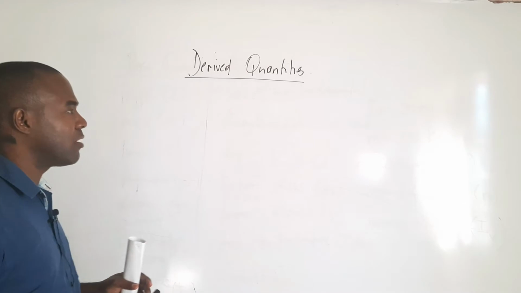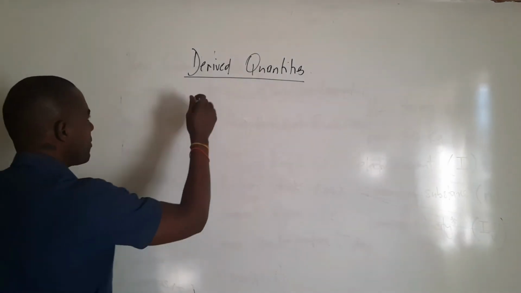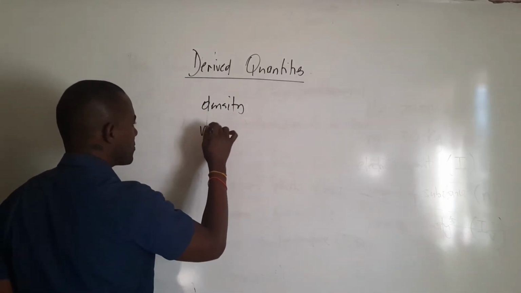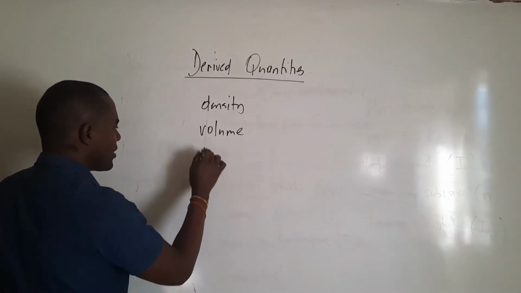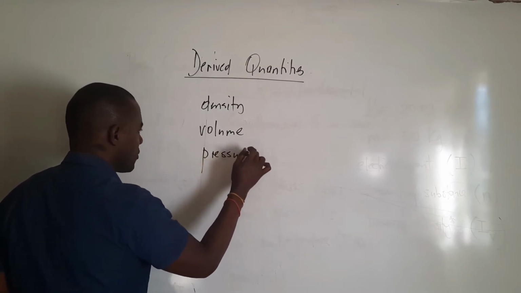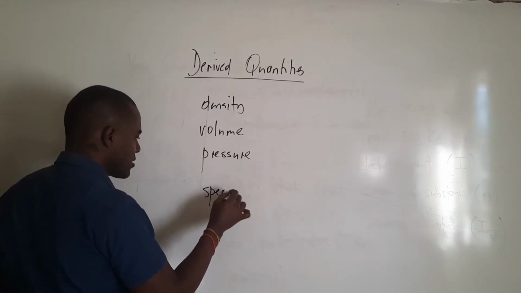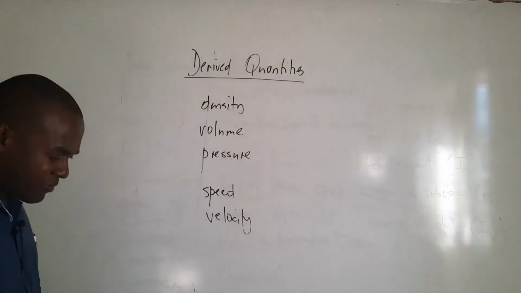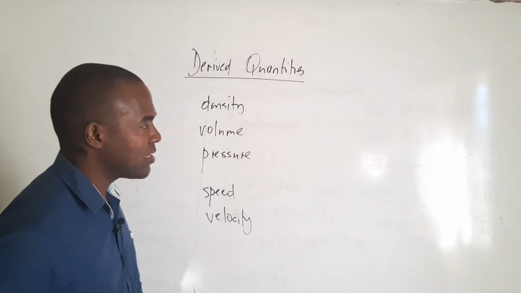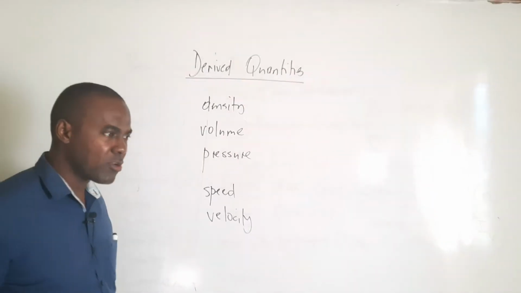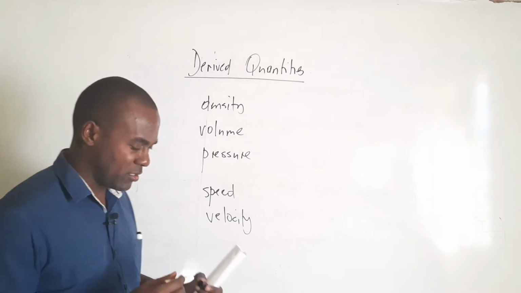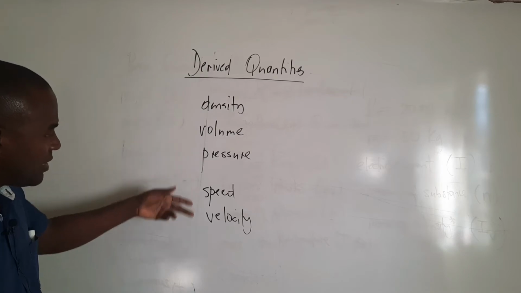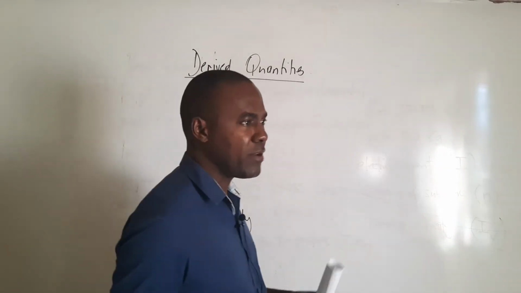So what are some examples of derived quantities? We can speak about density. We can speak about volume. We can speak about pressure. We can talk about speed. We can talk about velocity. So these are all examples of derived quantities, right? And these can be expressed in terms of their fundamental or base quantities, right? So examples of derived quantities: density, volume, pressure, speed, velocity. And of course, this list is by no means exhaustive.